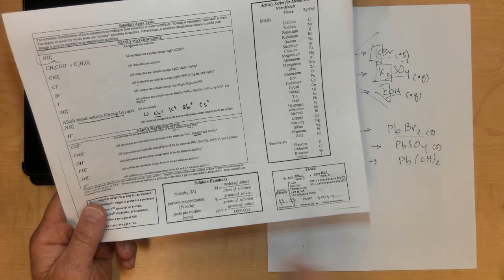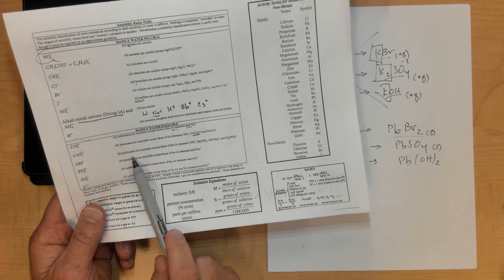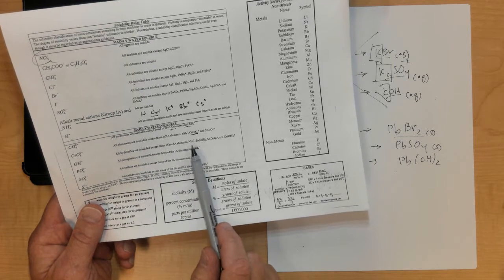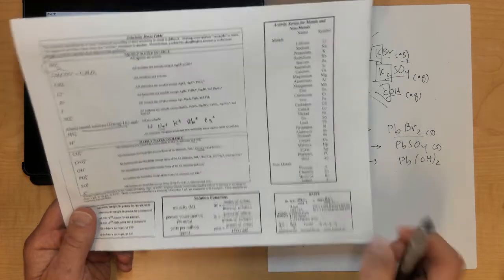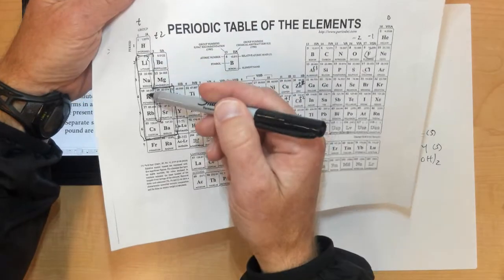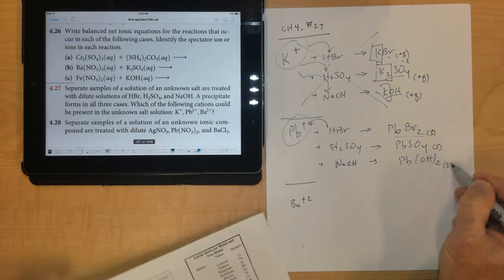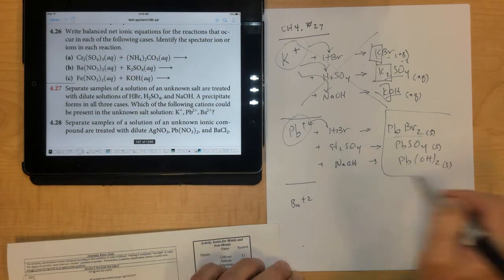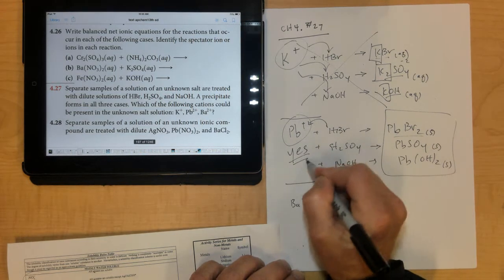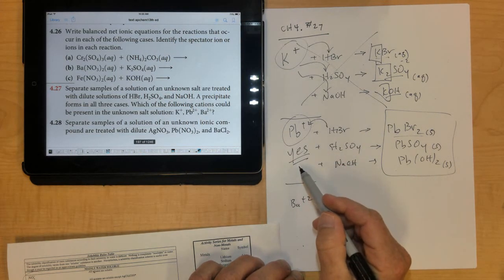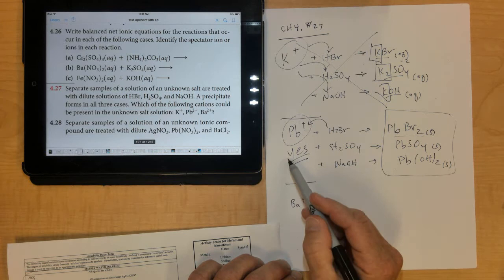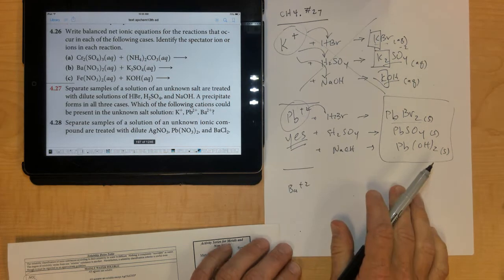How about lead hydroxide? Well, down here it says all hydroxides are insoluble except for the 1A and ammonium, barium, strontium, and calcium. Well, is it in the 1As? The 1As are lithium, sodium, potassium, rubidium, cesium. No, lead's over here. So that means lead would form a precipitate there. So that means, yes, lead could very well be in that solution because it formed precipitates with every single one of those.